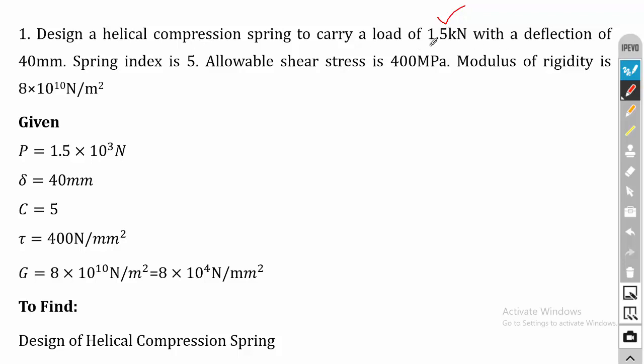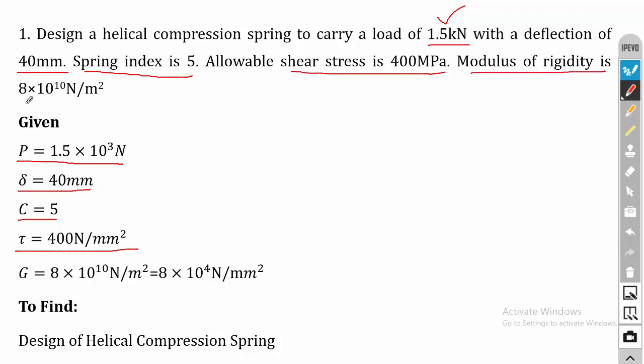But for simplicity in this problem, I have directly selected the load. Design a helical compression spring to carry a load of 1.5 kilonewton. So here the load is directly given, and the problem is very simple. So P is equal to 1.5 into 10 power 3 Newton with a deflection of 40 mm. So delta is equal to 40 mm. Spring index is 5, C is equal to 5. Allowable shear stress is 400 megapascal, that is tau is equal to 400 Newton per mm square.